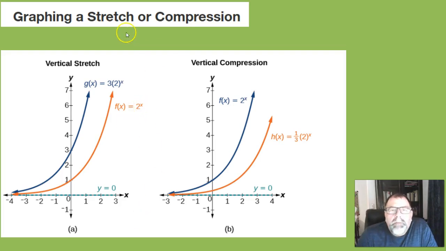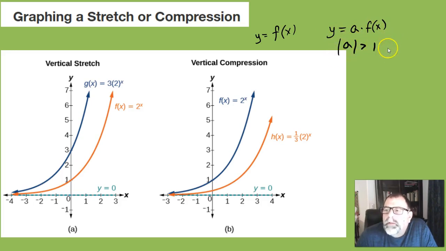All right, so graphing a stretch or compression. If you recall from our transformations, if y equals f of x, y equals a times f of x, and the absolute value of a is greater than 1, that's a stretch. So if we took f of x as 2 to the x and multiplied it by 3, that's going to give us a vertical stretch. So you take all the y-coordinates and multiply them by 3.